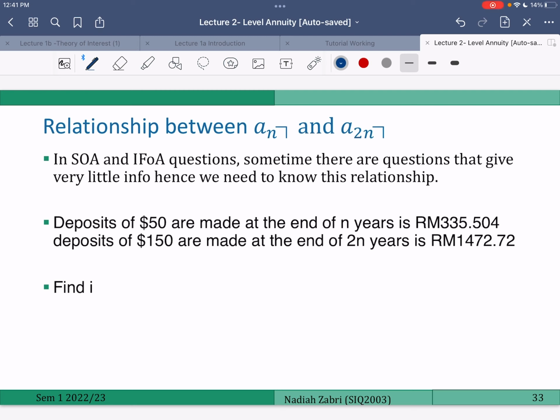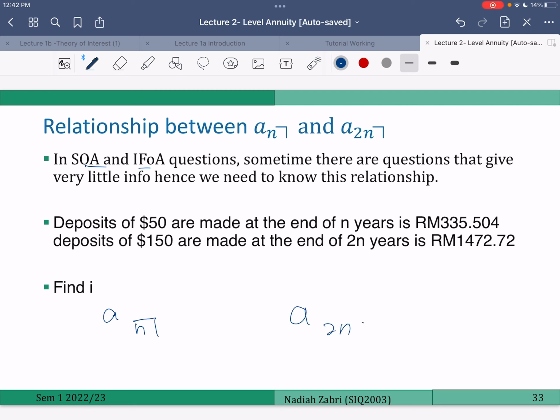Okay, as I said just now, there are 4 variables for an annuity. If you know 3 pieces of information, then you can solve for the 4th. But sometimes in IFOA or SOA questions, they don't let you know 2 variables. So two pieces of information are not known, but they give you information on 2 different annuities. One, they give information for A angle N, and the other one they give information for A angle 2N.